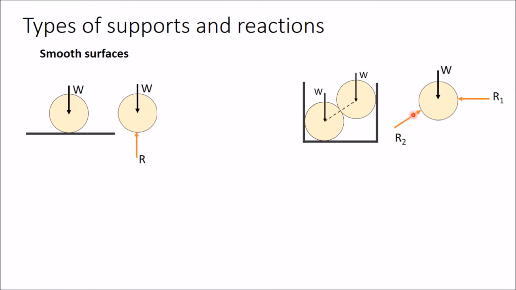Now the direction of this reaction R2 will be along the line joining the centers of these two circles. If you want to draw the free body diagram of this bottom one, then you have to draw this circle. Now apply the weight first, in the vertical downward direction. Now there is a contact point between these two, with this reaction R2, the same reaction. So you have to show R2 here.